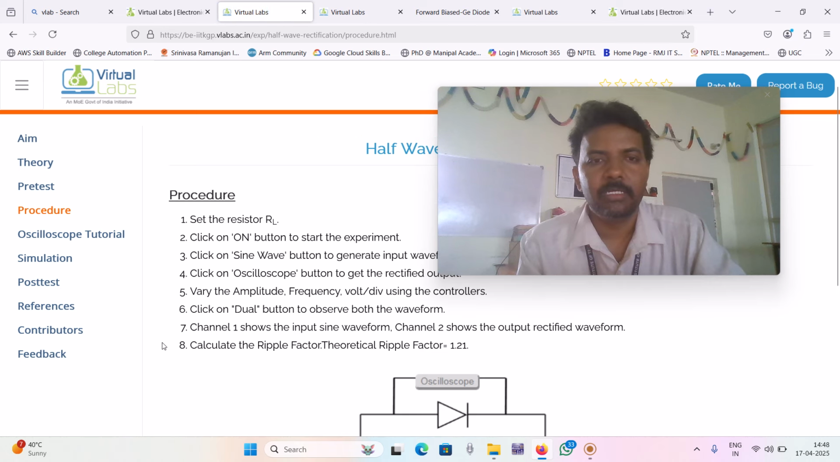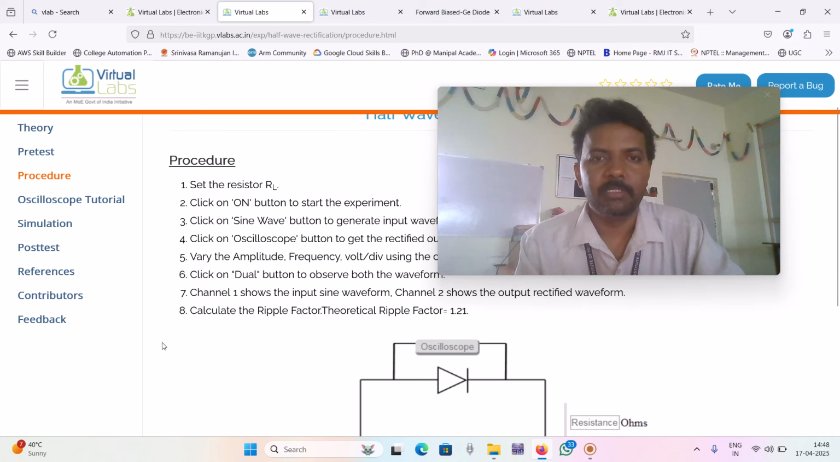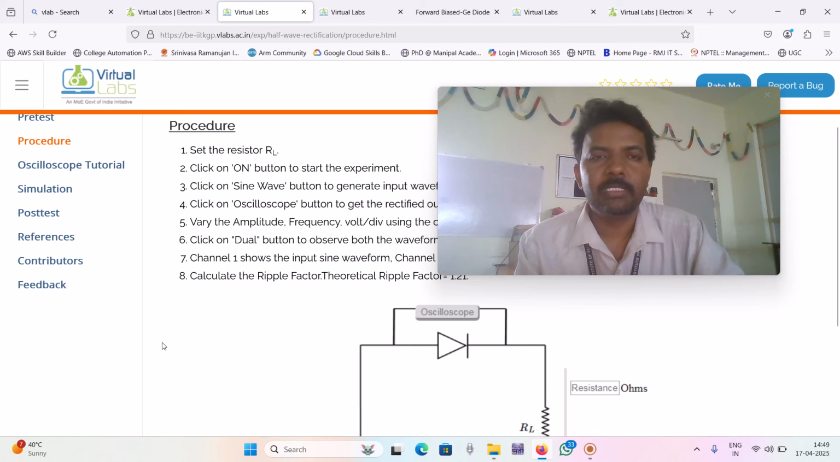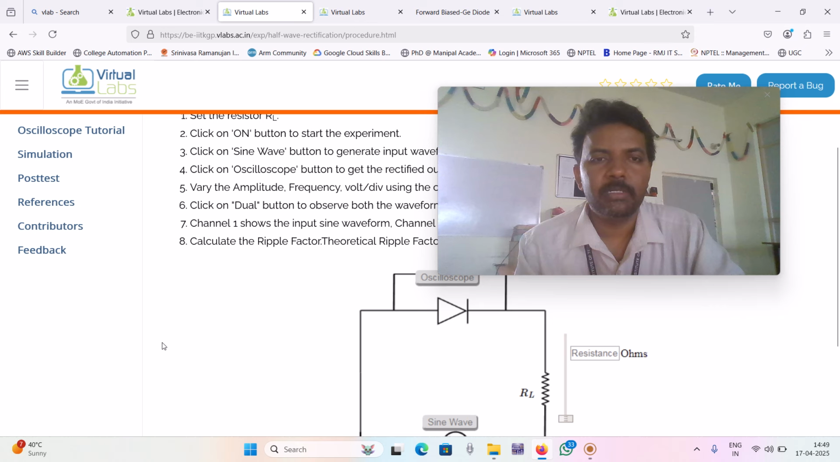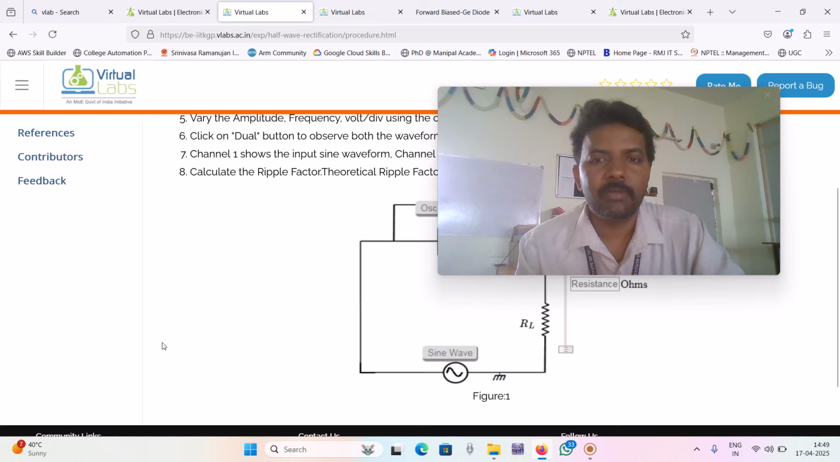So here we need to set the resistance value, that is the load resistance, and click on the on button of the start experiment. Then you need to click on the sine wave button and also click on the oscilloscope. Sine wave is nothing but, in a physical laboratory, in the rectifiers, where is the transformer? The transformer output is directly connected to the diode. So here, in place of the transformer, we are using the sine wave generator. And by varying the amplitude and frequency, we need to check all the other parameters. You can also observe both the input and output in the CRO, the waveform observation. You can use channel 1 or channel 2.